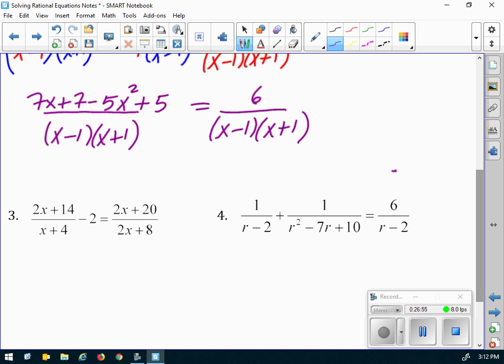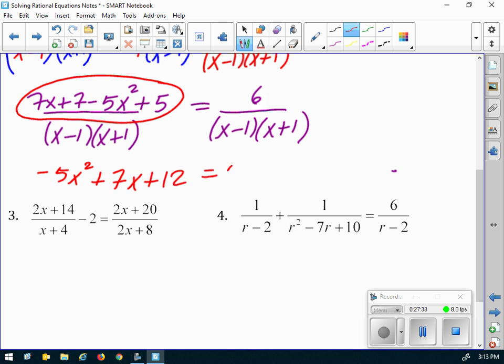Oh, but wait. How many fractions do I have on each side? I only have one fraction on each side, don't I? And the denominators are the same. So what has to be true? The numerators have to be the same, right? But that's okay because I heard somebody say let's combine like terms. So what have we got over here in this numerator? Negative 5x squared plus 7x plus 12, good, equals 6.